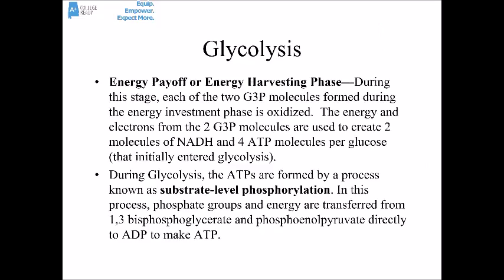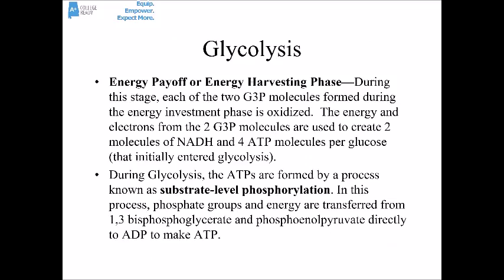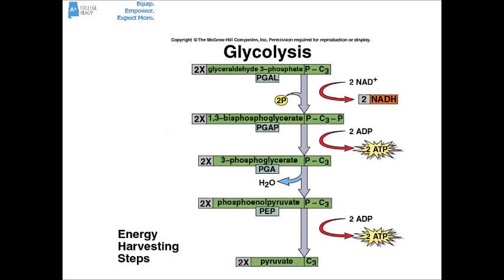The next part of glycolysis is called the energy payoff or energy harvesting phase. And let's talk about this diagrammatically. So let's go back to our diagram here for a second. This fructose 1,6-biphosphate changes shape slightly and becomes two molecules. Each one becomes a molecule of glyceraldehyde 3-phosphate, or we usually call this G3P. Remember that in photosynthesis, G3P is sort of like half of a glucose with a lot of energy.